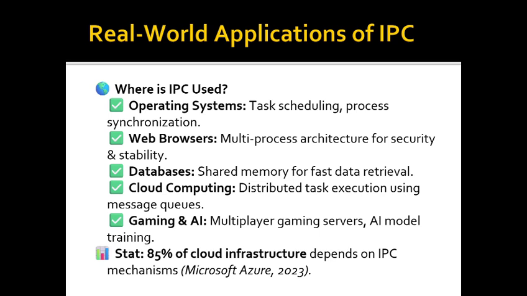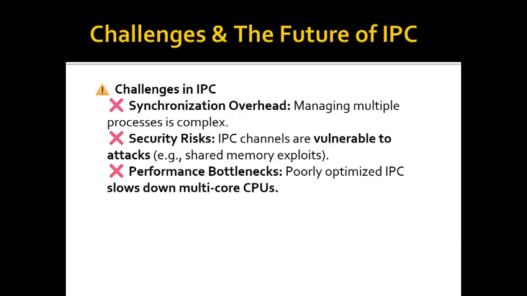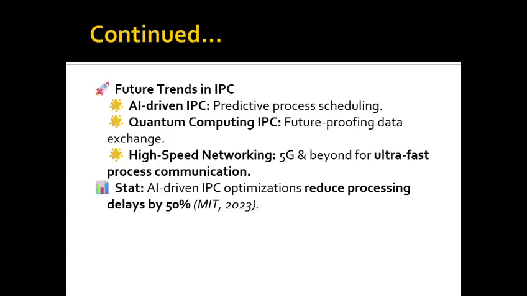Where is IPC used? Operating system task scheduling, process synchronization, web browsers, databases, cloud computing, and gaming AI. The challenges are synchronization overhead, security risk, and performance bottlenecks. Synchronization overhead is maintaining multiple processes, which is complex. Security risk: IPC channels can be vulnerable to attacks or shared memory exploits that leak sensitive data. Performance bottlenecks: poorly optimized IPC slows down multi-core CPUs.